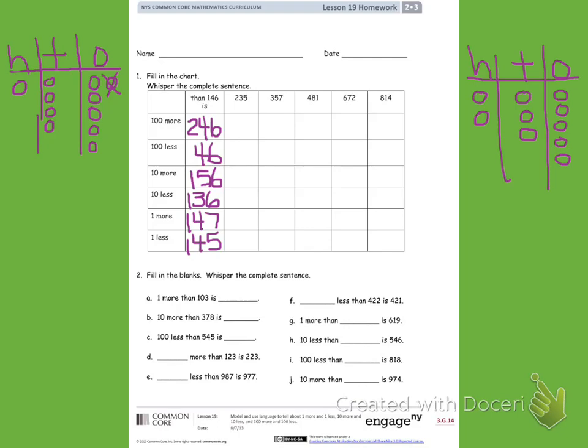The bottom portion of this page can be done in a very similar way. Item A says 1 more than 103 is blank. So you could have your student draw the place value chart, label it ones, tens, hundreds. Now draw the number 103. 103 has 3 ones, 0 tens, and one group of 100. One more is added to the ones column. So one more than 103 is 104.